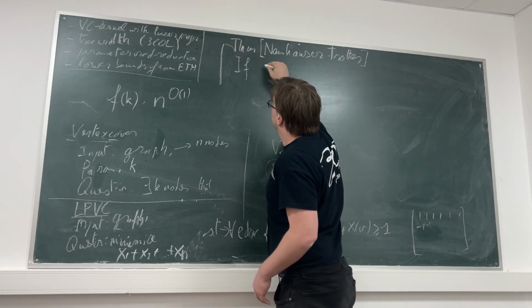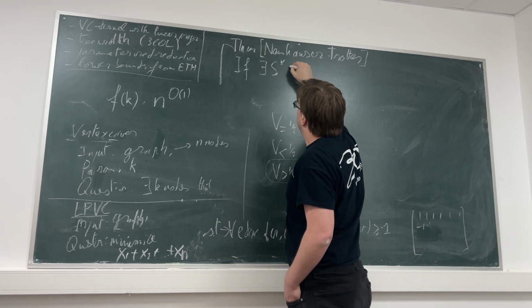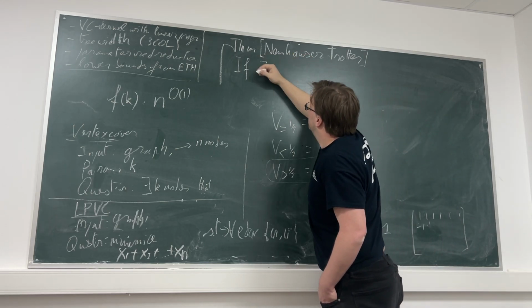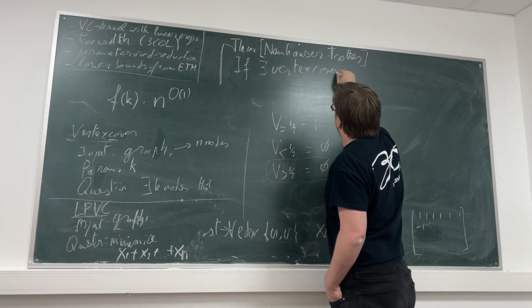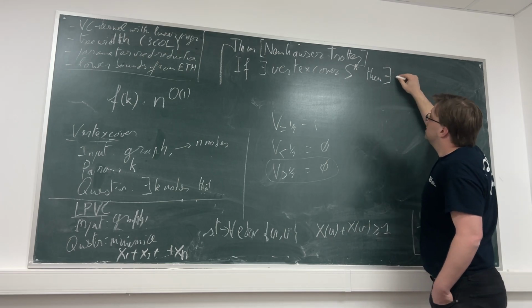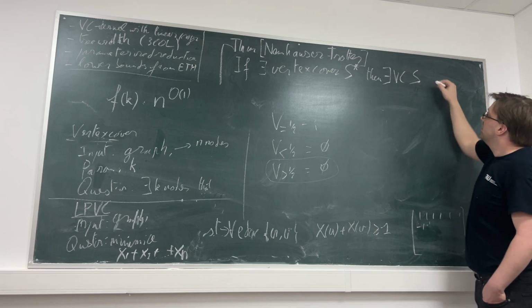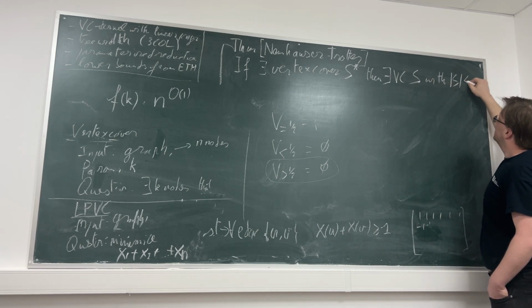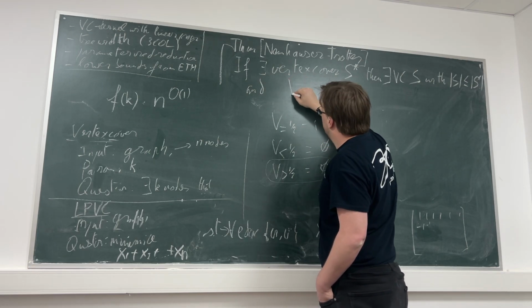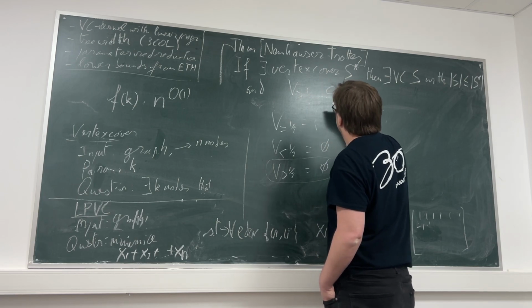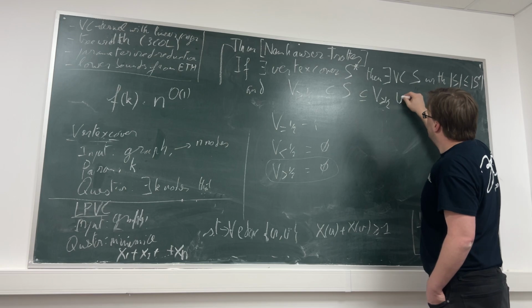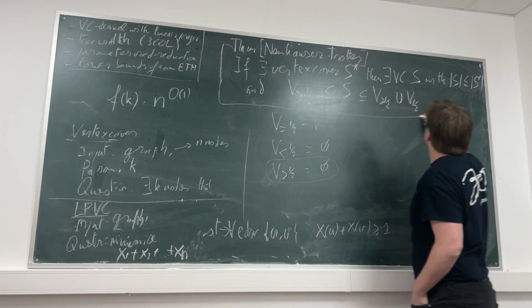So if there exists a vertex cover S star, a subset of vertices, then there exists a vertex cover S of size at most S star, and you have V greater than 1/2 is a subset of S, which is a subset of V greater than 1/2 union V equal to 1/2. So it's pretty clear.